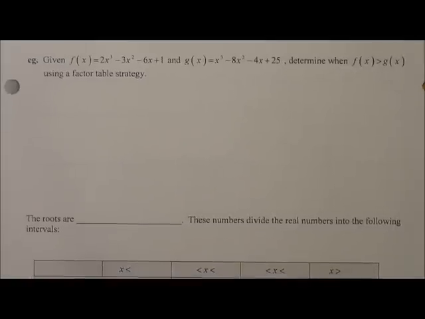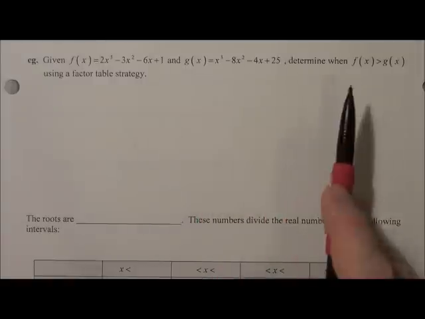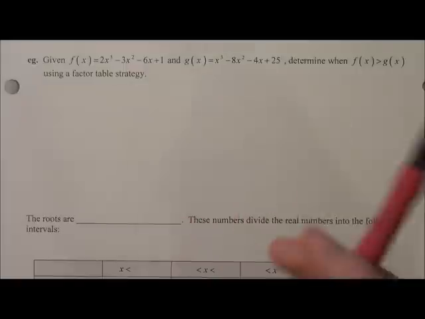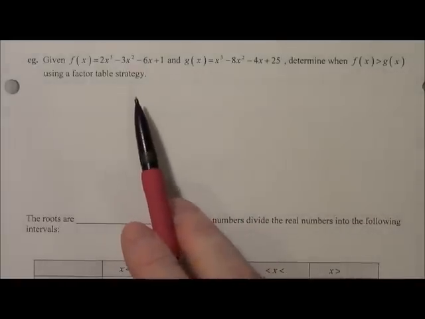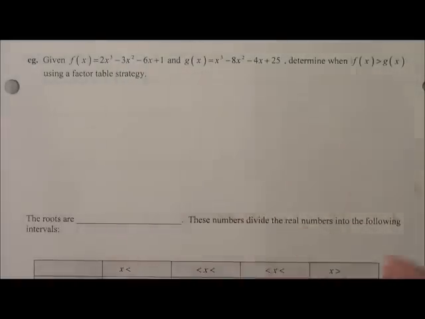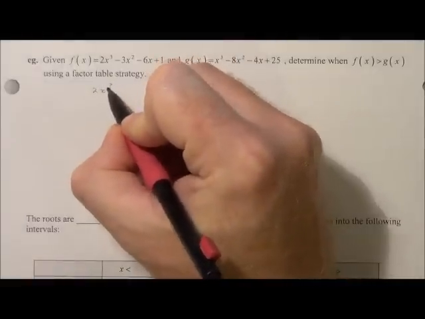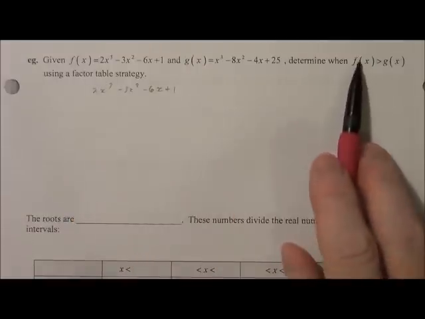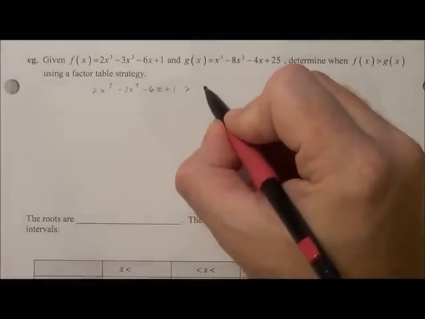Now we're going to use a factor table strategy, because we're going to be looking at something a little bit more complicated here. So we want to see when f of x is greater than g of x for these two functions f of x and g of x. And we're going to use a factor table strategy for this case because it's a lot more complicated. So what I'll do is I'll take 2x cubed minus 3x squared minus 6x plus 1. That's f of x. And we'll make that greater than g of x.